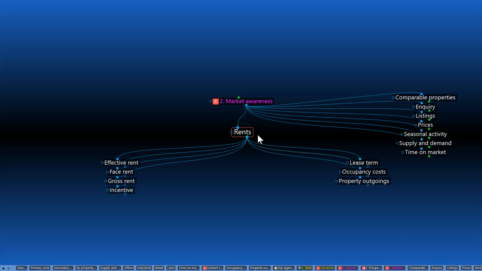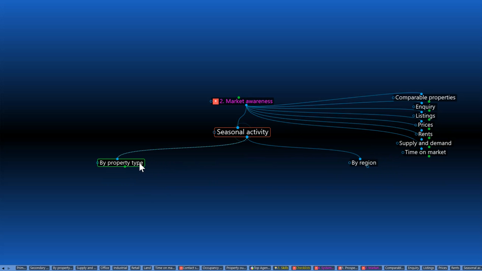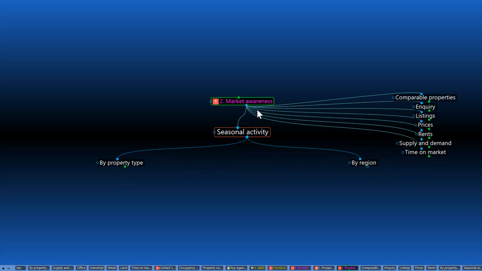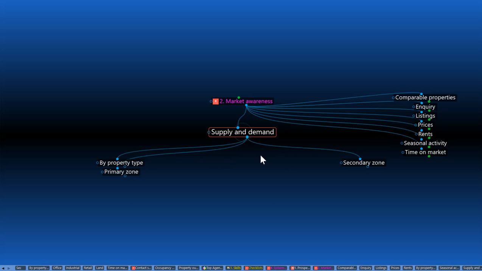So rents, that's the rental review, the market awareness on rents. But then you've got to look at other things like seasonal activity. I mentioned that earlier, by property type and by region. So where are people looking to get their next property, to rent or to buy? And as part of that, by property type, you've got different types of properties to think about, of course. Industrial, land, office, retail, that sort of thing. But when you look at seasonal activity, there are indicators to work through. And as part of seasonal activity, there's the supply and demand.